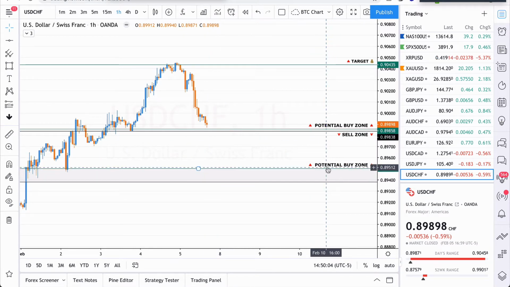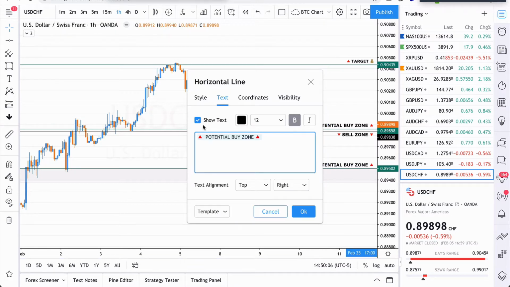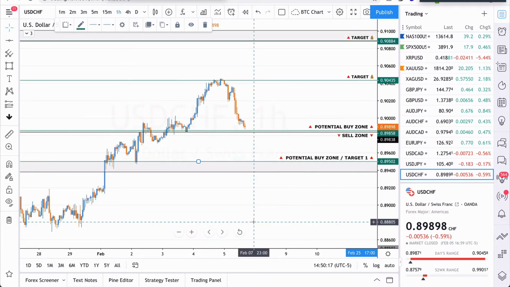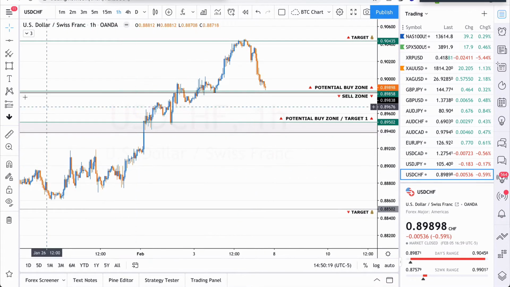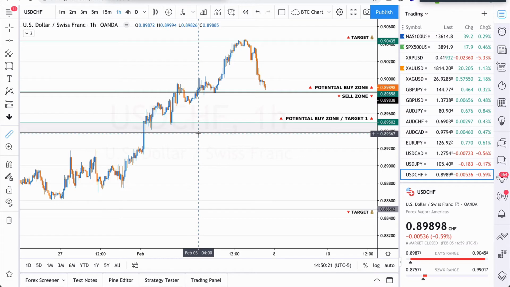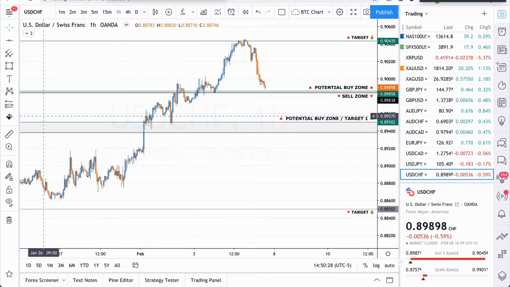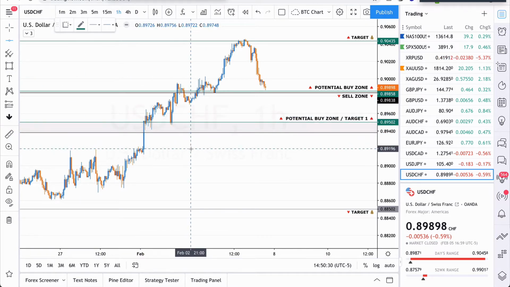So the potential buy zone is a first take profit on a sell. If it continues to go down, here are your targets down here. So first target, especially if it breaks below here. There's your first target for 30 pips. Don't be greedy. Take what you can get.